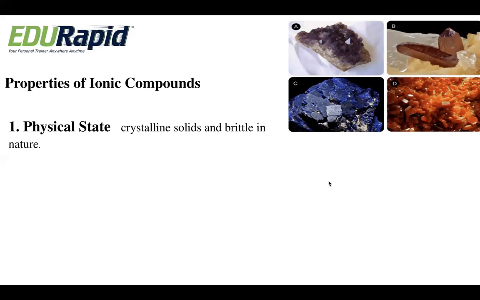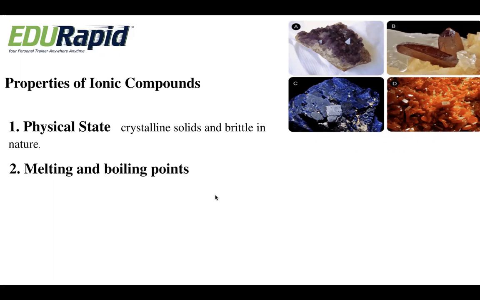Brittle means that when you try to break them, they do not change their shape. When you apply pressure, they do not change their shape. They get broken, just like rock salt. So they are highly brittle in nature. This crystalline and brittle nature of ionic compounds is because of the regular arrangement of the atoms within the compounds. Due to the regular arrangement of sodium and chloride, as in rock salt, they are solid and brittle. So physically, ionic compounds are crystalline solids and brittle in nature.